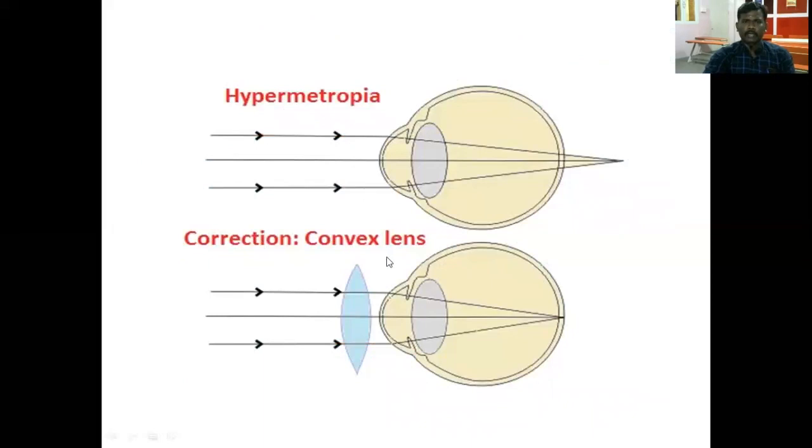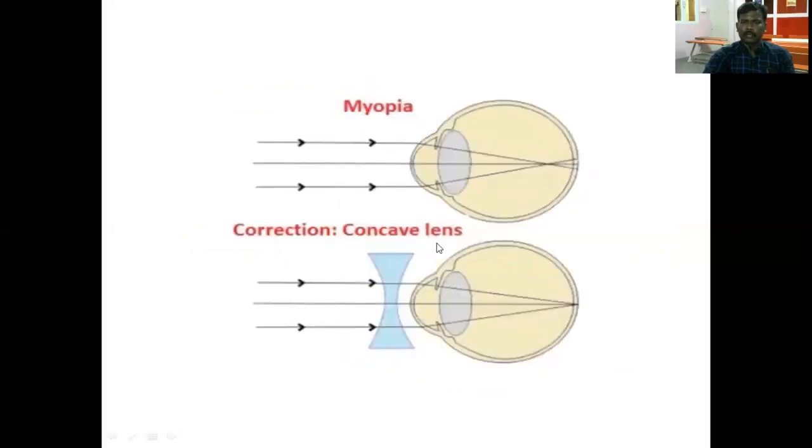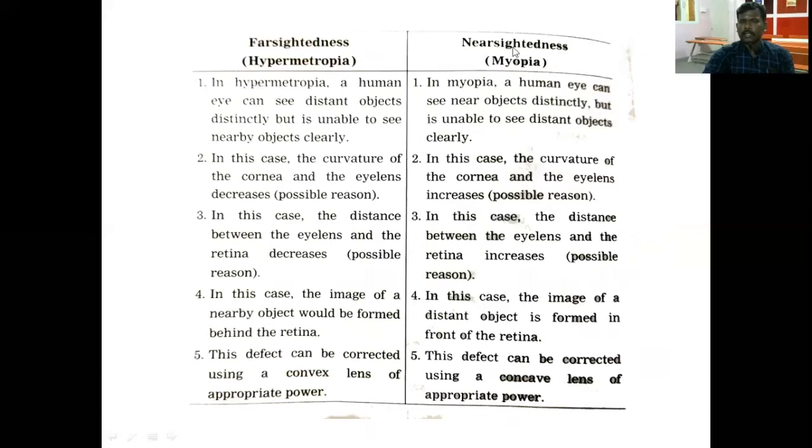Hypermetropia is corrected with the help of a convex lens, and myopia is corrected by a concave lens. These are the differences between hypermetropia and myopia. Hypermetropia is farsightedness, and myopia is called nearsightedness. Note this differentiation, because in most of your public exams they ask this difference, sometimes in a 3-mark question and sometimes as one part of a 5-mark question. This is the only direct question they ask from your textbook.